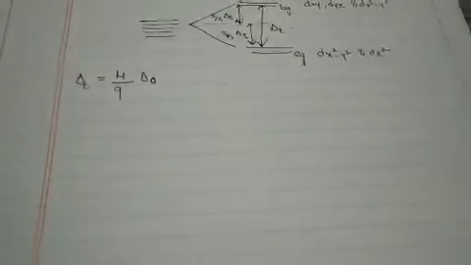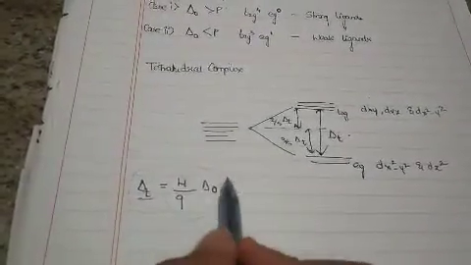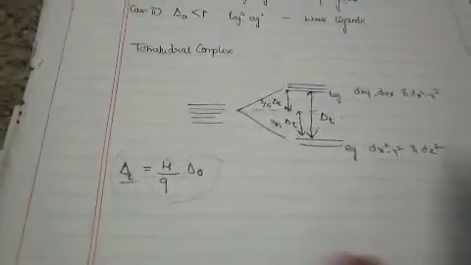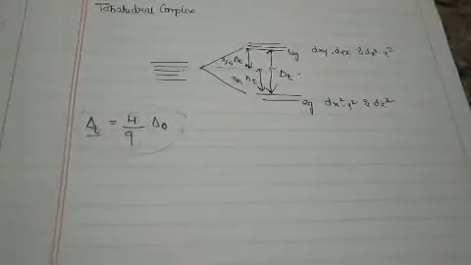This is very important for solving competitive exam problems, as they mainly depend on these equations. That is, the crystal field splitting of a tetrahedral complex is 4 by 9 times the crystal field splitting in octahedral complexes. Now let us solve some problems.